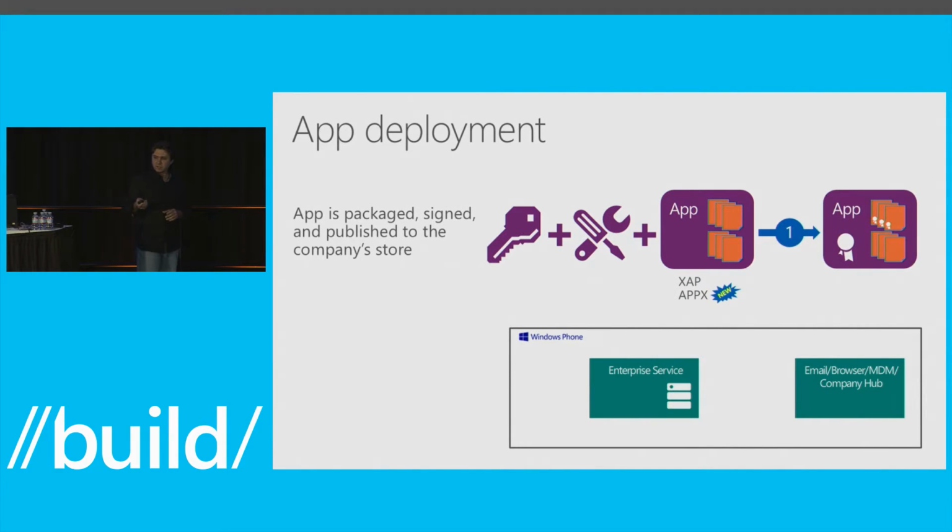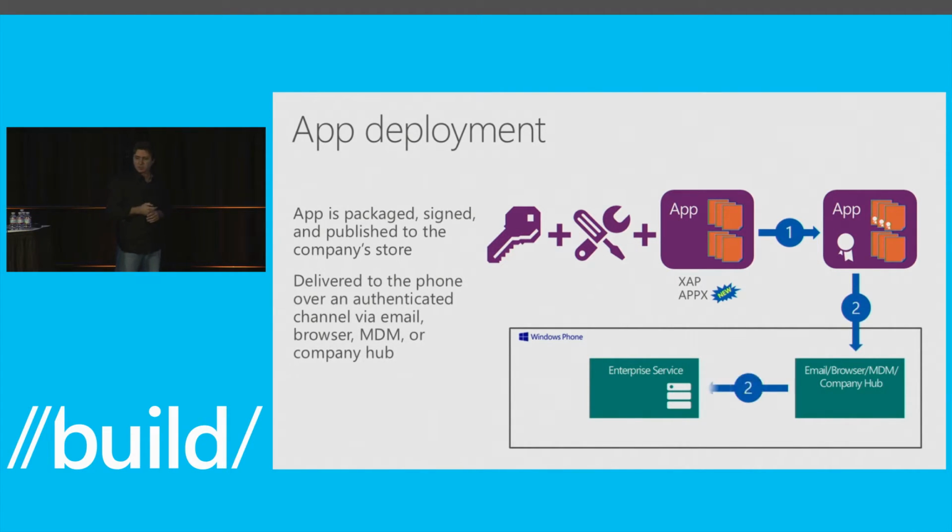Take that, and the tools themselves know all about the packaging format, and they fix up the package with all the signatures on the binaries inside and the package itself just as it needs to be when they're installed. Those applications are pushed to the phone, again, over an authenticated channel. It's likely the same one that you used for enrollment. An MDM could be from a company hub, or it could be over email or a browser.